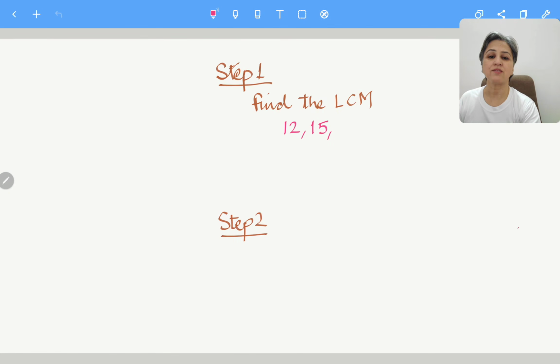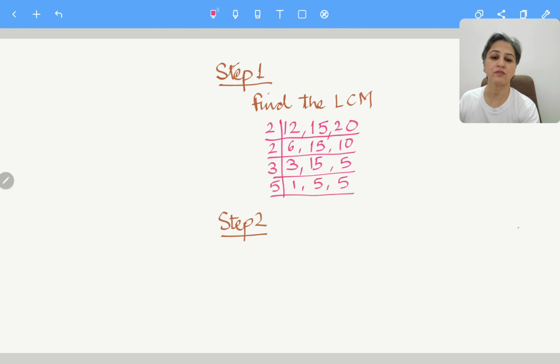So the numbers are 12, 15 and 20. So we find their LCM. We start with 2. Then we have 15, 2 5s are 10 here, then we divide by 3, 5 15, we have a 5 and then we divide by 5. So here we have all the numbers divided, so the LCM will be the product of 2 times 2, times 3 and 5. So 2 fours are 4, 4 threes are 12, 12 5s are 60. So 60 is the LCM.